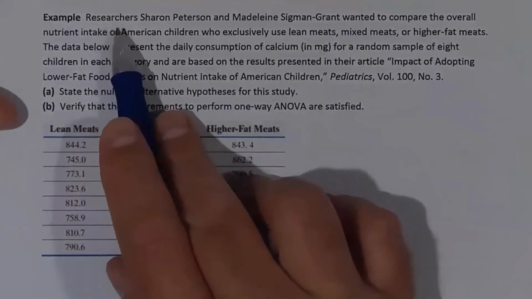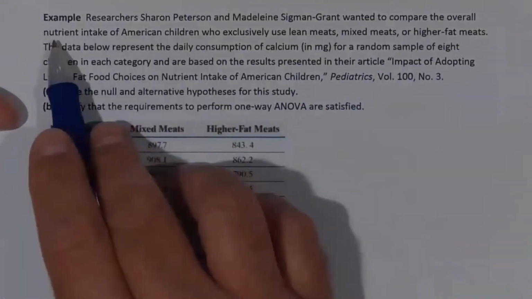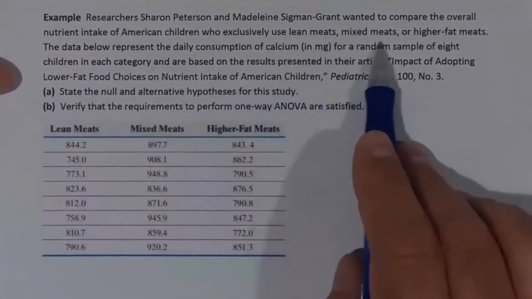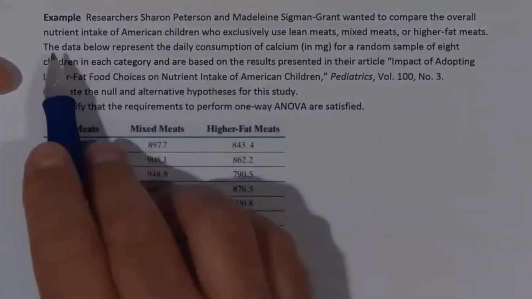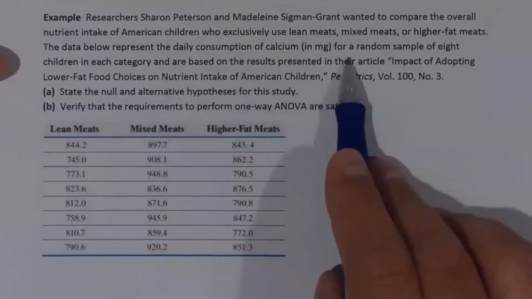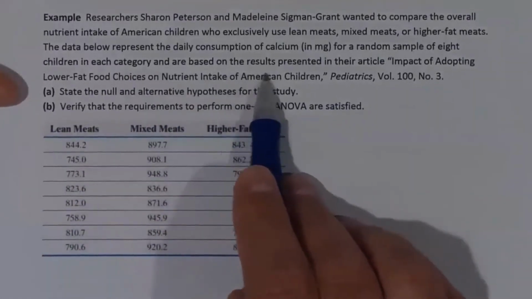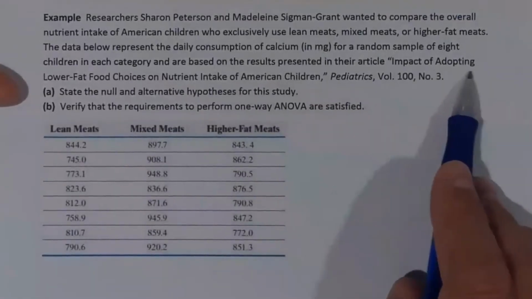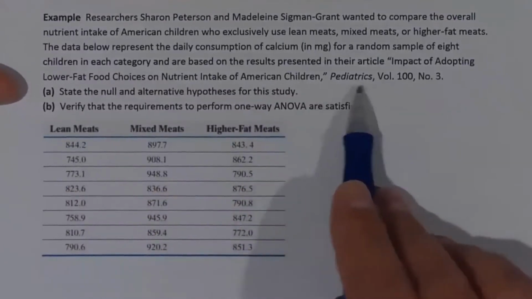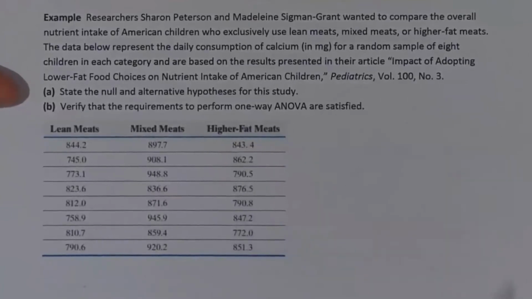So, example. Researchers Sharon Peterson and Madeline Sigmund Grant wanted to compare the overall nutrient intake of American children who exclusively use lean meats, mixed meats, and higher fat meats. The data below represent the daily consumption of calcium in milligrams for a random sample of 8 children in each category and are based on the results presented in their article, Impact of Adopting Lower Fat Food Choices on Nutrient Intake of American Children, which was published in Pediatrics, Volume 100, number 3.